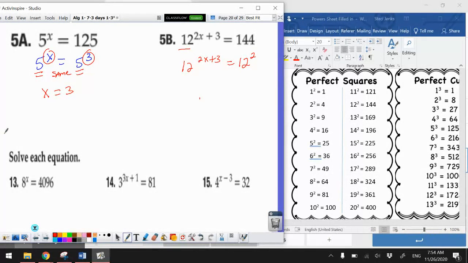Are my bases the same? Yes, I see those are the same. So I'm going to pull out the 2x plus 3 and the 2, and I'm going to solve it. Minus 3, 2x is a negative 1, dividing by 2, x equals negative 1/2. Okay, why don't you see what you can do with the 4096 and the 8?